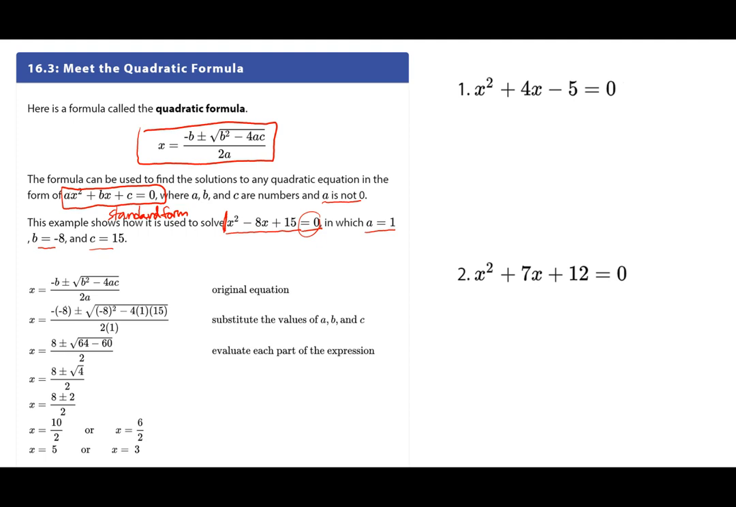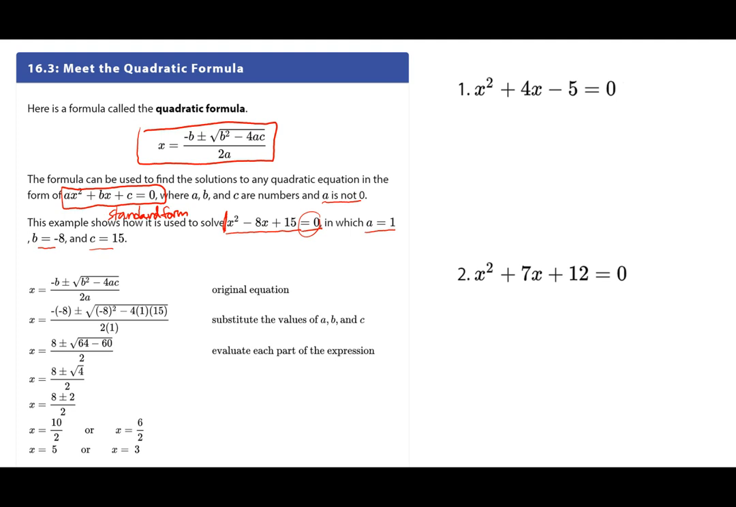I'm going to substitute in the values. So we have negative b, so the opposite of this negative 8, plus or minus the square root of b squared, which is negative 8. So negative 8 squared minus 4ac. So 4 times 1 times 15. And that's going to be divided by 2 times 1, 2 times a.